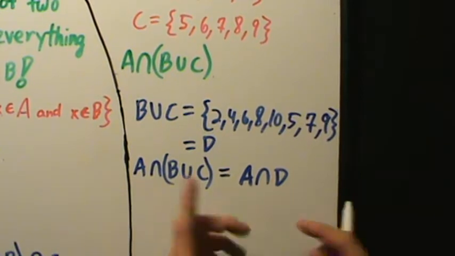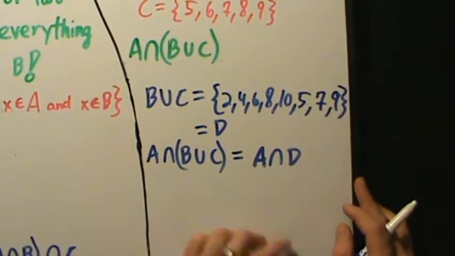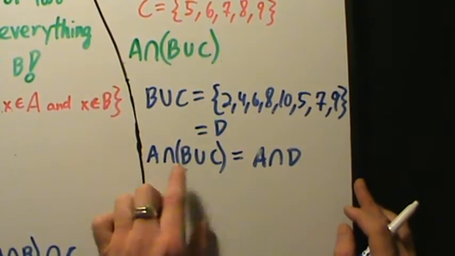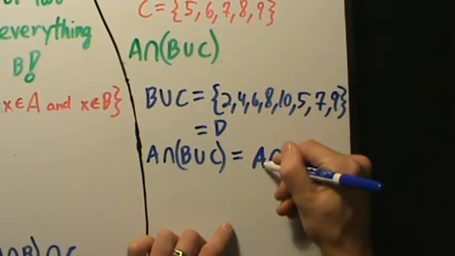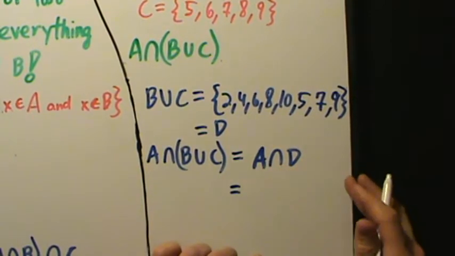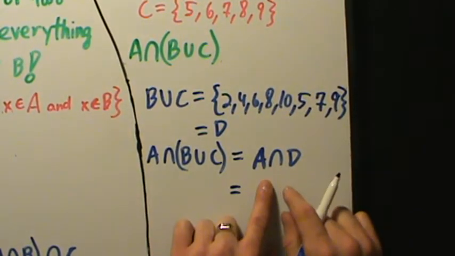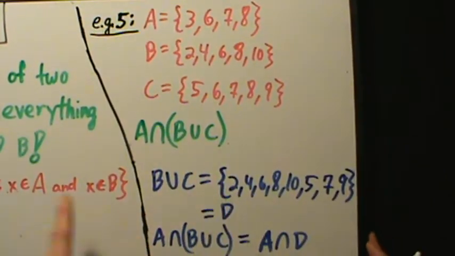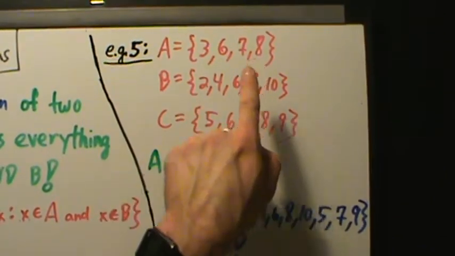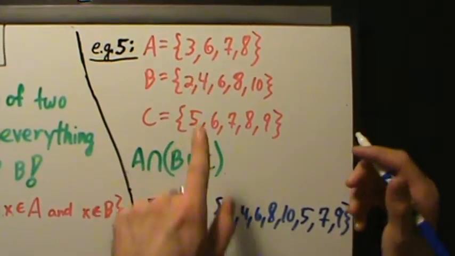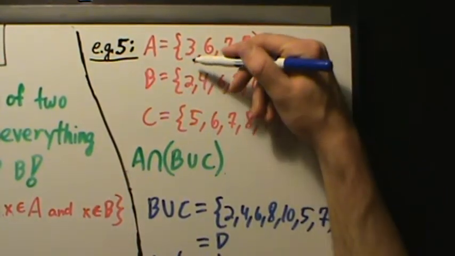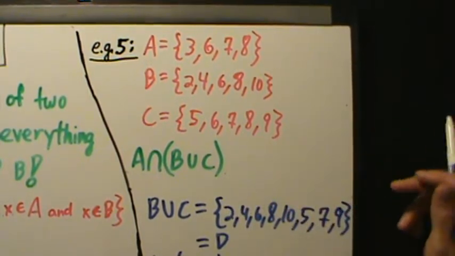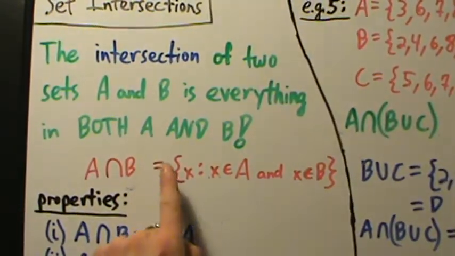But do we have to do that? No, we absolutely don't have to. If you don't like that, you can just erase that D and intersect these two sets directly. But no matter how you think of it, A intersect D is everything that's in A and this set here. So what's in A? 3, 6, 7, 8. Do any of these also appear in this set? 3 does not appear here, so 3 is not part of the intersection, because to be in the intersection of two sets, you have to appear in both sets.